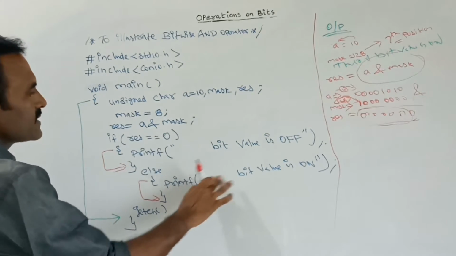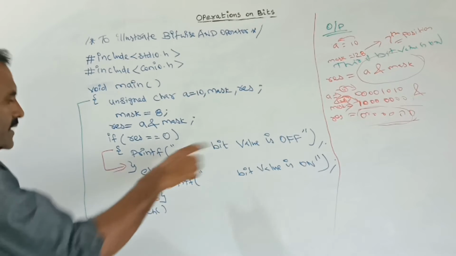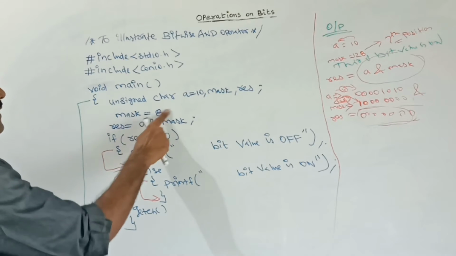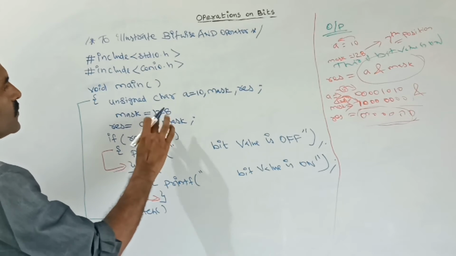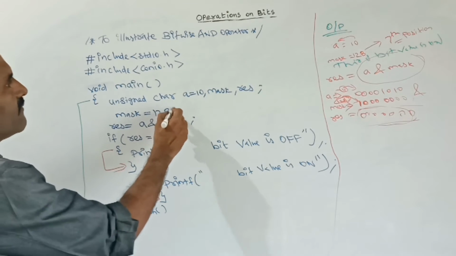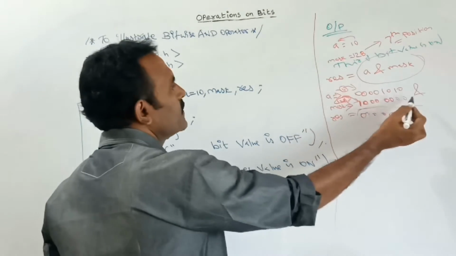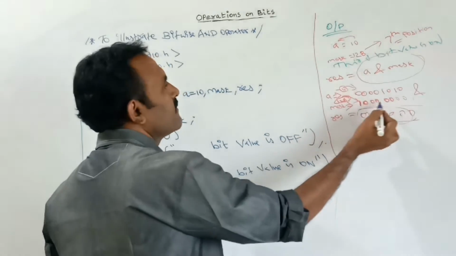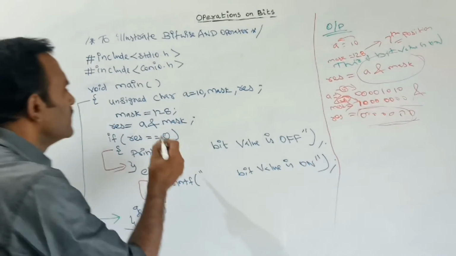In the previous exam I had given it as 8. Here I am using the third bit, but here I am giving the mask value as 128. So what is the binary value of 128? 1 0 0 0 0 0 0 0. This is the binary value for finding the 7th bit, that is 128.